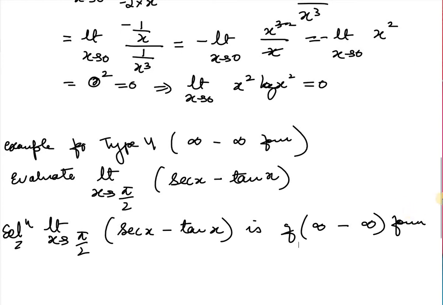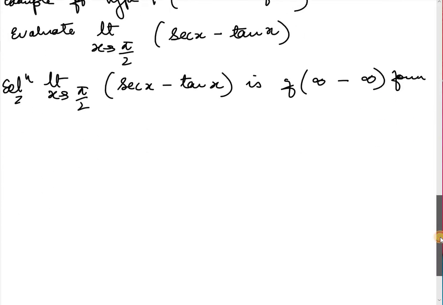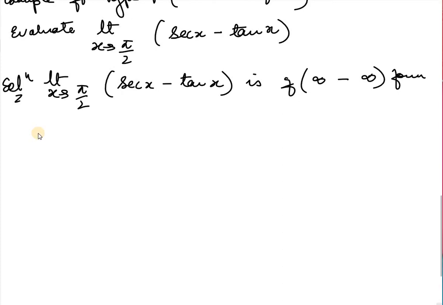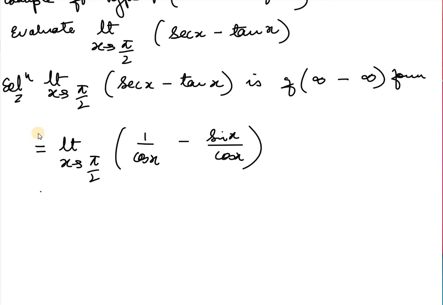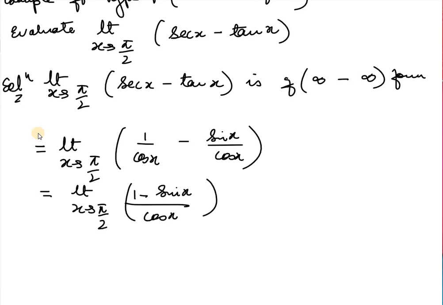So what we can do now, we have to reduce it to 0 by 0 form, that is of form type 1, in order to evaluate the limit of this one. So this is equal to limit x tends to pi by 2. Now we know that secant x is equal to 1 by cos x minus tan x is sin x by cos x. Let us simplify first this one before we reduce it to 0 by 0 form. Then it will become 1 minus sin x divided by cos x, since the denominator is same for both, that is cos x.